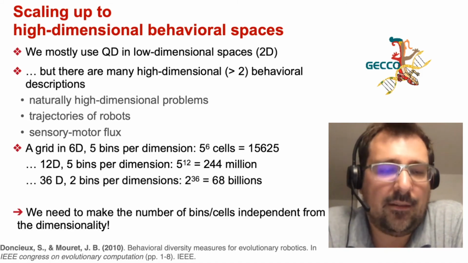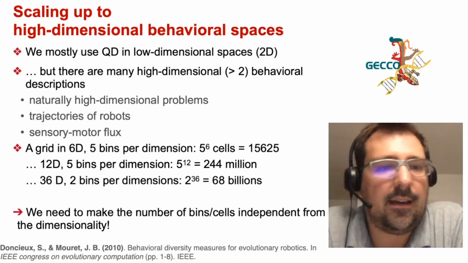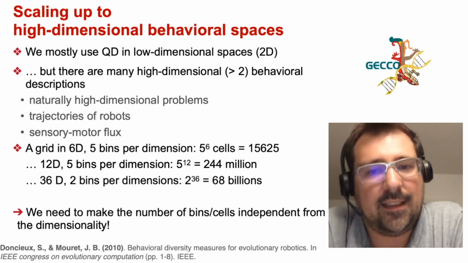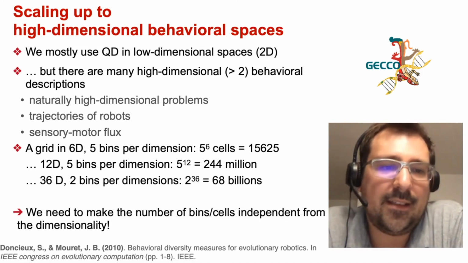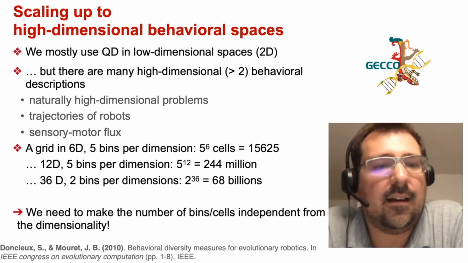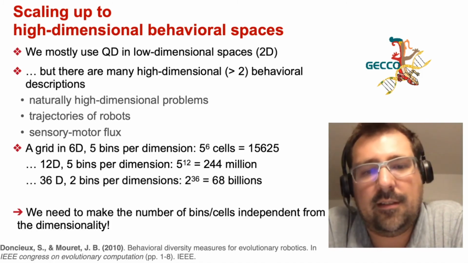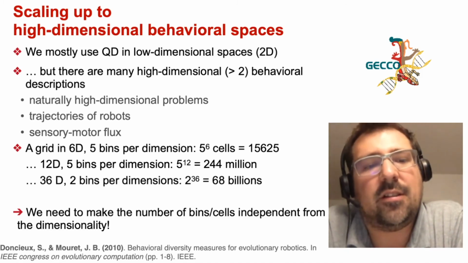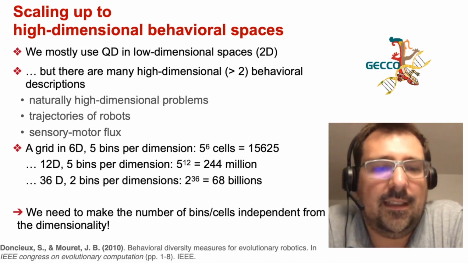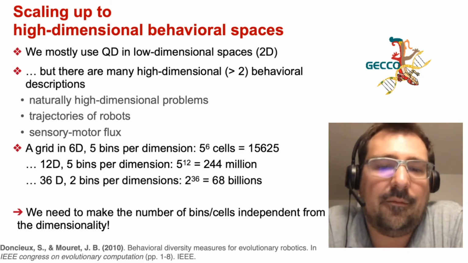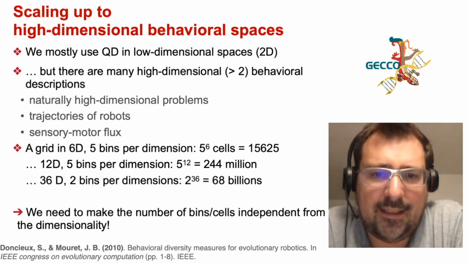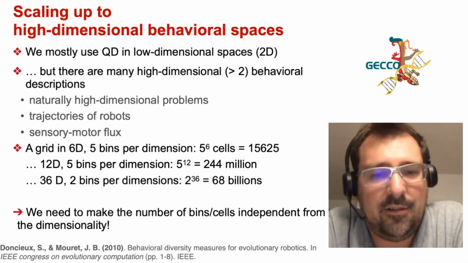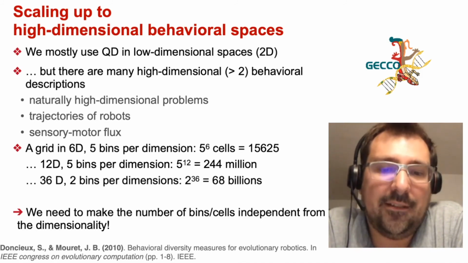The issue is that if you start doing a grid, like what we do in MAP-Elites, if it's 2D, that's okay. Like if it's 500 by 500, that still gives a reasonable amount of cells. If you're in 6D, which is not that big, let's say that you do 5 bins per dimension, that gives you 15,000 cells, which starts to be big. But just increase this a bit, like to 12D, still 5 bins per dimension, that gives you more than 200 million cells, so that starts to be very, very big. And 36D and only 2 bins per dimension, it's like 68 billion.